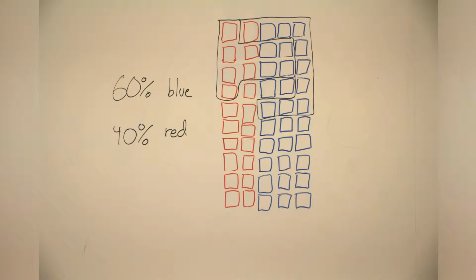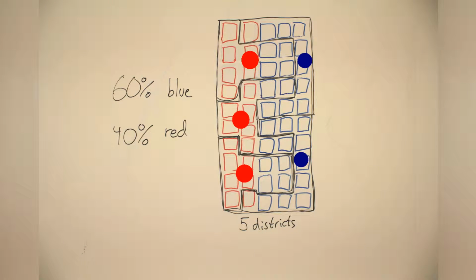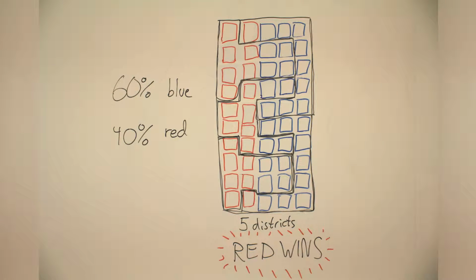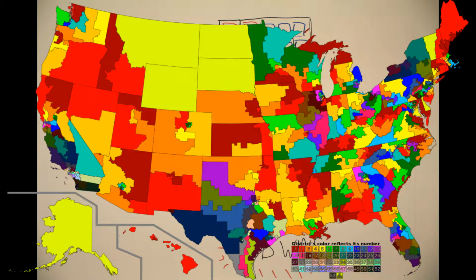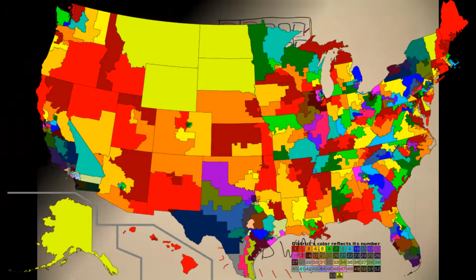The answer is... Yes! If we arrange it like this, red wins 3-2, even though red only have 40% of the popular vote. If you look at the map of the US congressional districts, we see that, especially on the east side, the districts are in all kinds of illogical shapes. The only reason for this is to alter the election results, aka gerrymander.